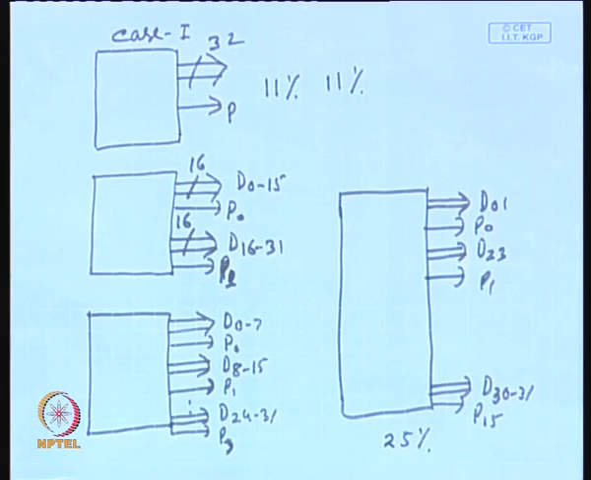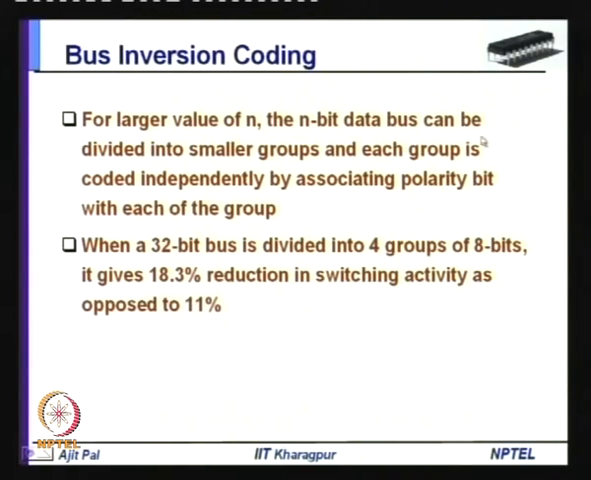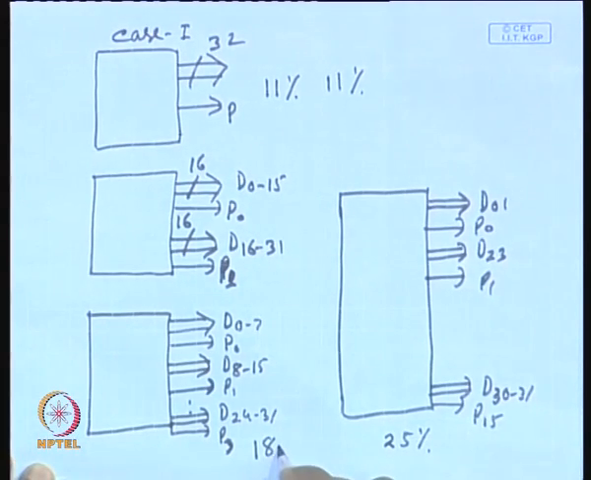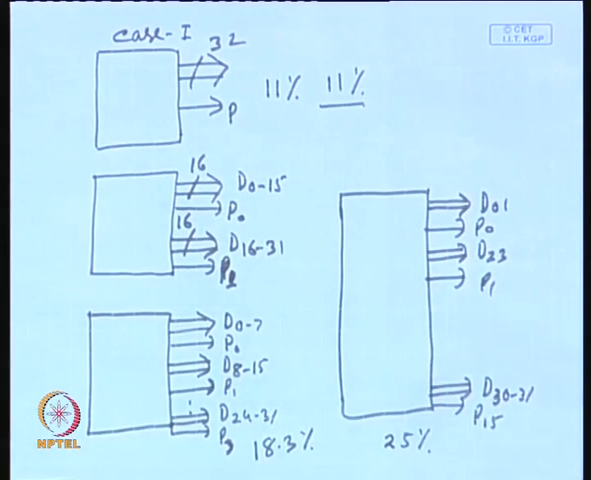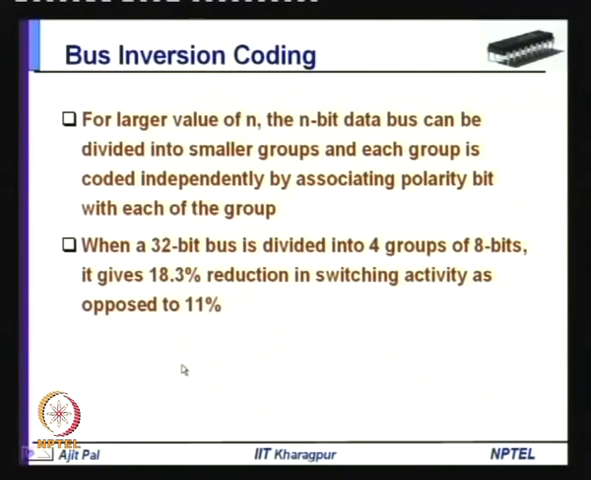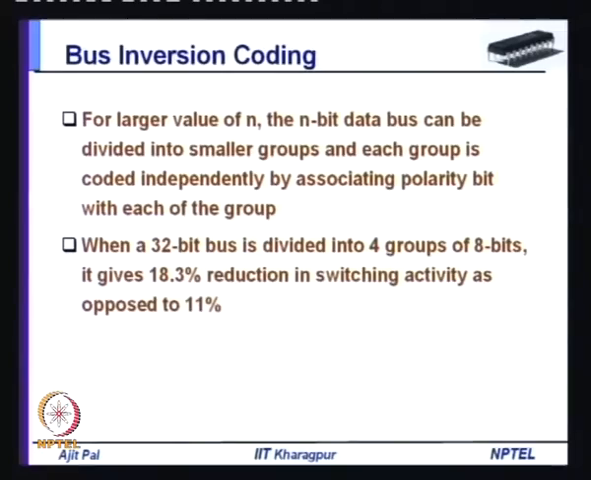For large values of n, the n bit data bus can be divided into smaller groups, and each group is coded independently by associating a polarity bit with each group. So, when a 32 bit bus is divided into 4 groups of 8 bits, it gives 18.3% reduction. That means you get 18.3% reduction in this particular case: 25%, 18.3% and 11%. This is how the trade off changes. Depending on your requirement, whether area is more important or reduction in switching activity is more important, you can choose one of the encoding techniques.